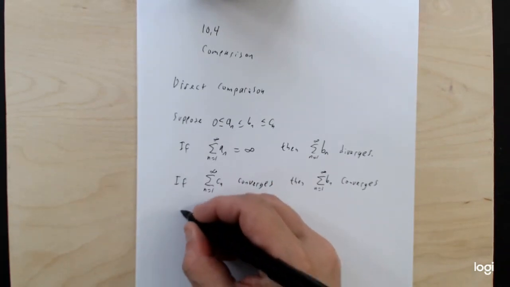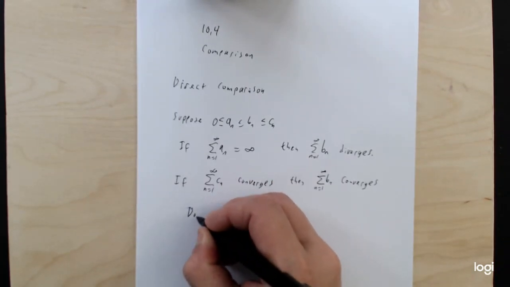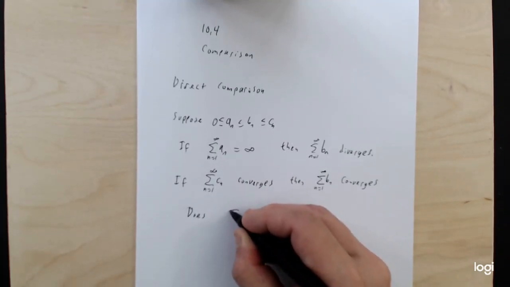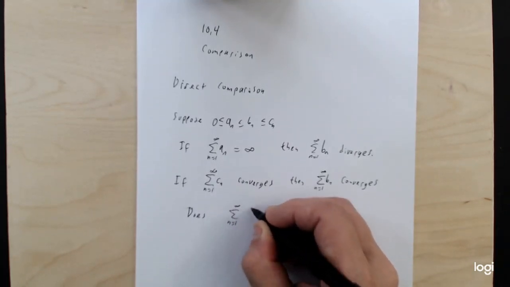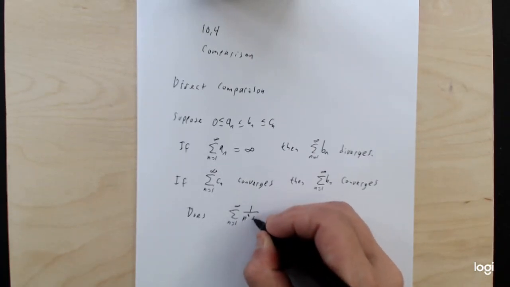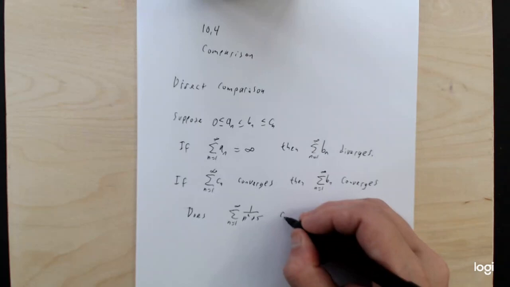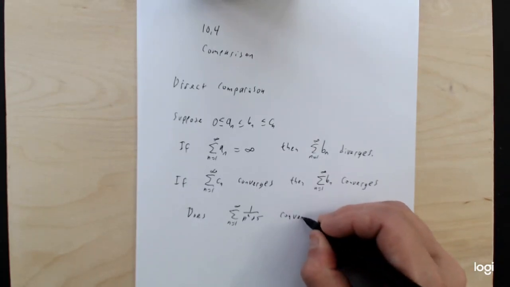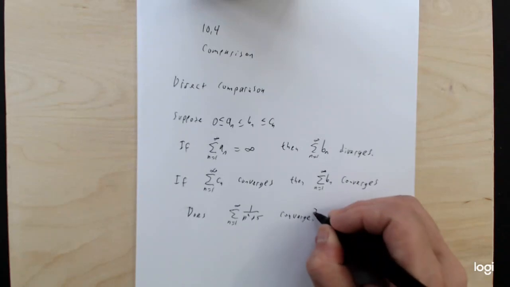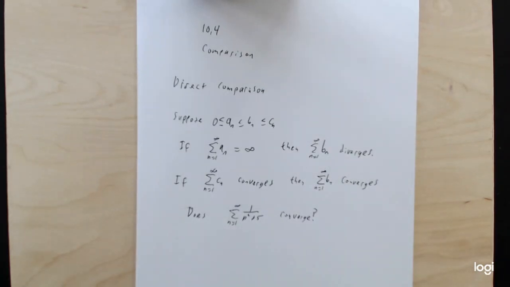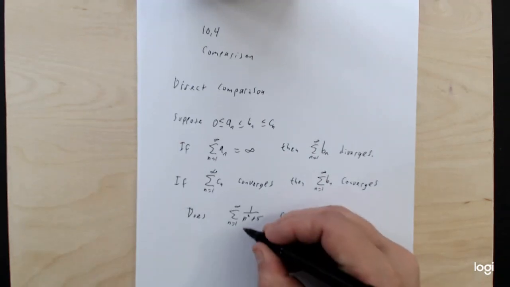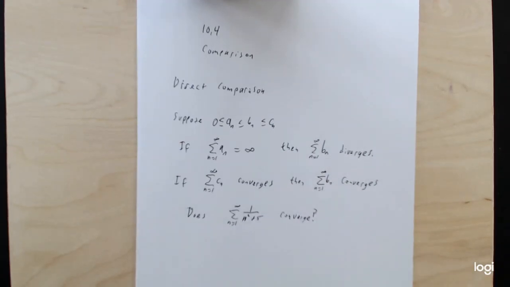Let's say we want to look at, does the sum n equals 1 to infinity, 1 over n squared plus 5 converge? Now again, our tests that we have thus far, we of course have our geometric series, we have our nth term test which can show divergence, and we have our integral test. I want to sort of stay away from them, although this one I guess you could do by integral test as well.